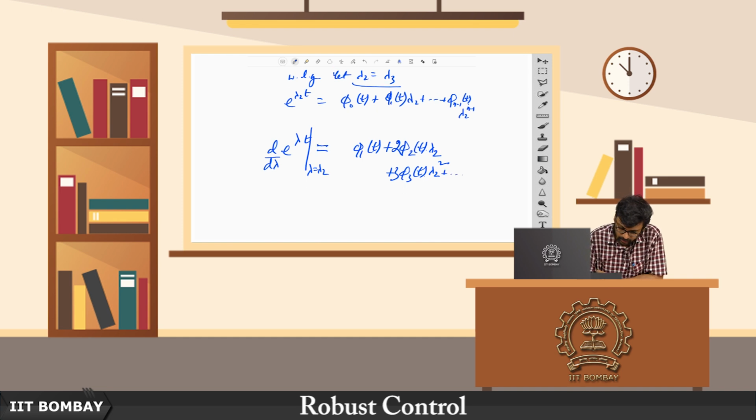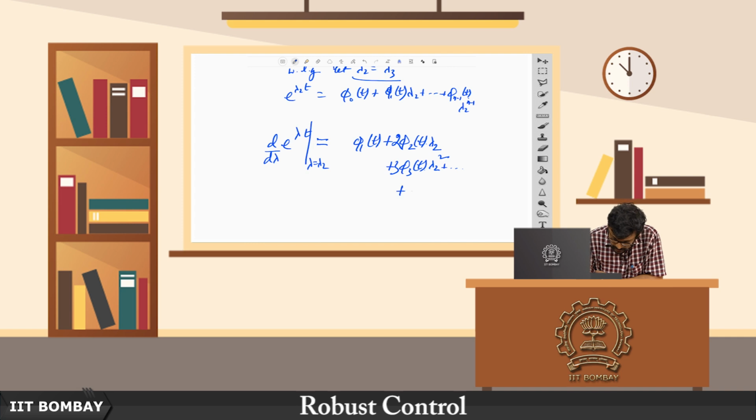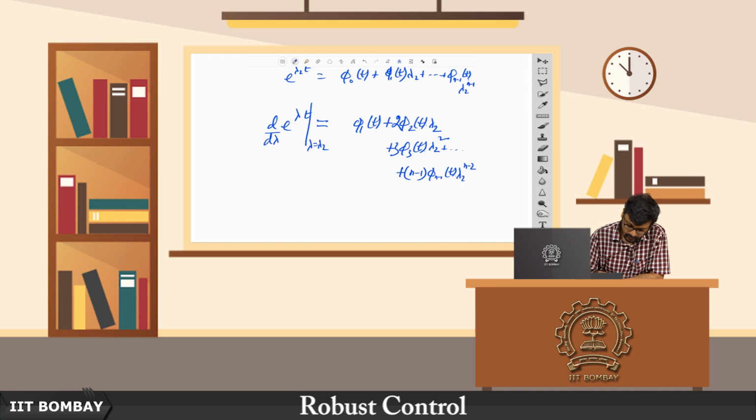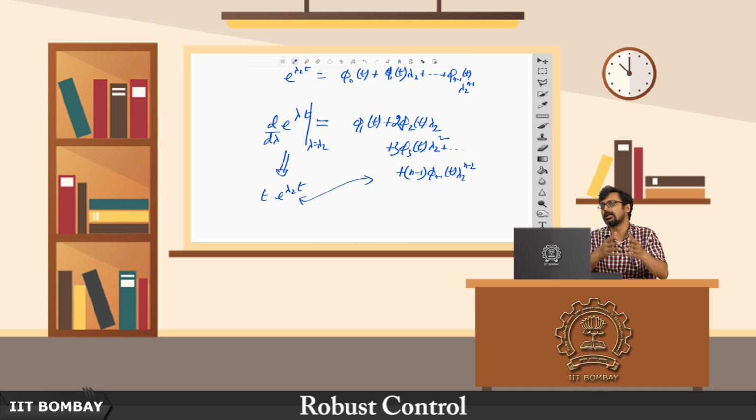This is how we will go on till the last term, where you will have plus n minus 1 times phi n minus 1 t lambda 2 to the power n minus 2, and on the right hand side this of course devolves to just t e to the lambda 2 t. So, you generate another new equation like that. The moment you encounter repeated roots, this is how you go about it, by differentiating. So, in other words, we have shown you at least two distinct methods, apart from the Laplace transform based method you might have been familiar with, in order to evaluate the matrix exponential.